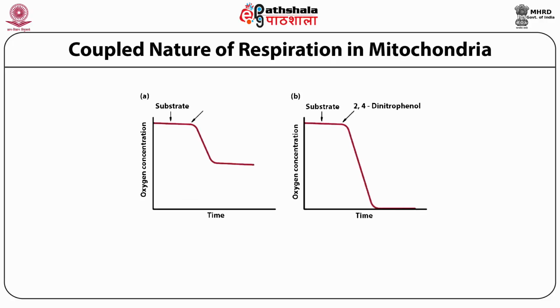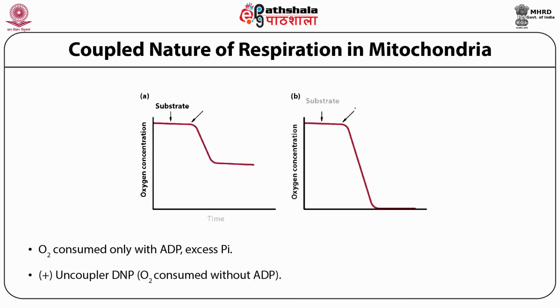Coupled nature of respiration in mitochondria. Oxygen is consumed only with ADP, in the case of excess inorganic phosphate. First, oxidation of substrate is coupled to the phosphorylation of ADP. When ADP is present, then respiration, that is consumption of oxygen, proceeds further. Only the amount of oxygen consumed depends upon the amount of ADP added.